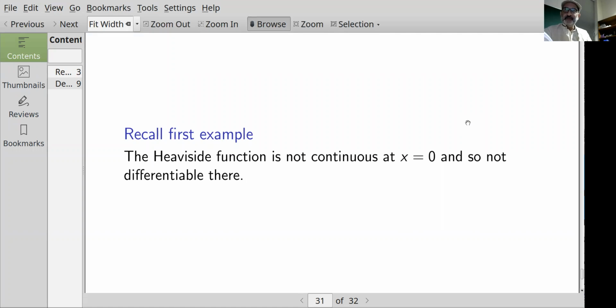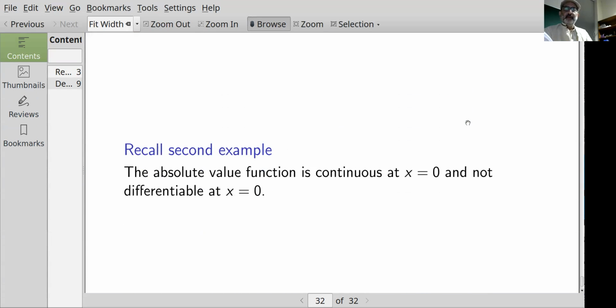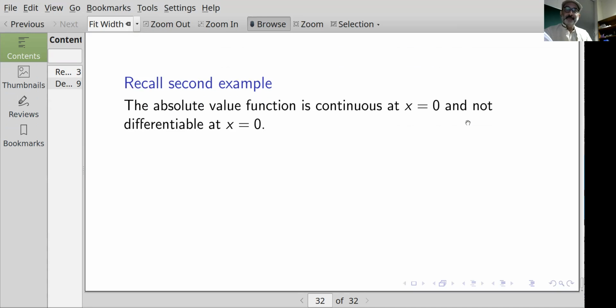If you recall the Heaviside function, it's not continuous at x is equal to 0, and so it will not be differentiable then. Okay, the absolute value function again. The absolute value function is continuous at x is equal to 0. It's continuous everywhere, in fact. But it's not differentiable at x is equal to 0. It's differentiable everywhere else.